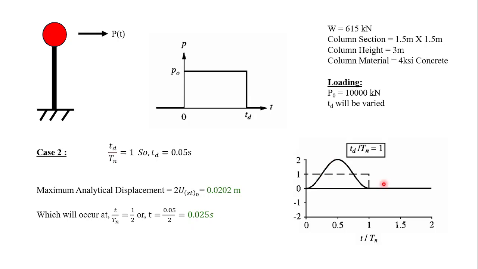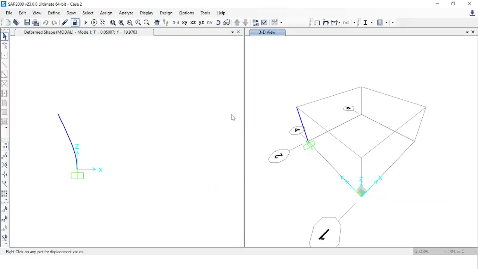be different. Previously we were getting the maximum value at TD by Tn at 0.05. Now also we are getting the value at 0.05. So everything is the same, just the curve will be different. The curve will actually diminish after it reaches one cycle. So we'll check the software now whether it actually happens or not.